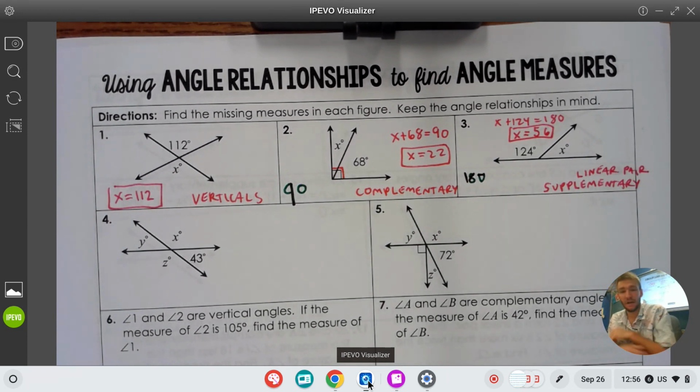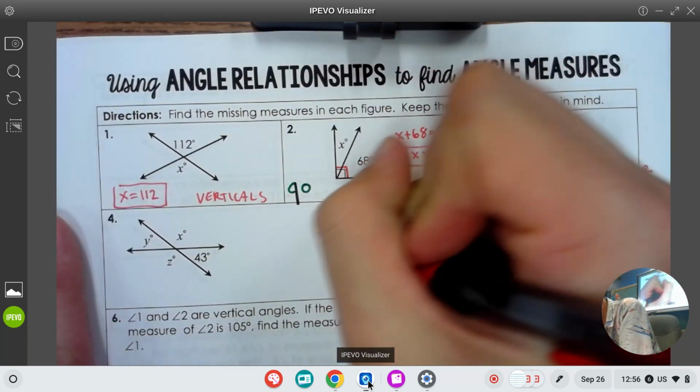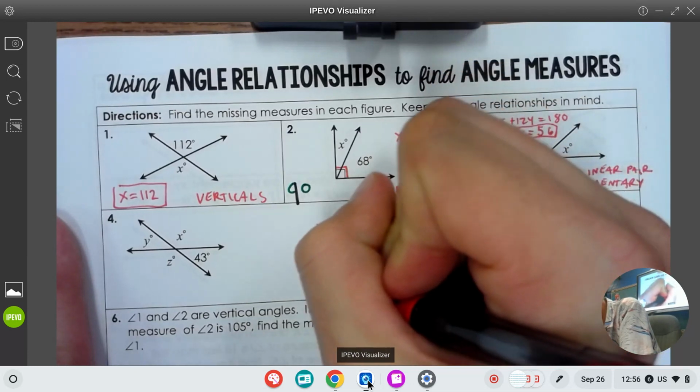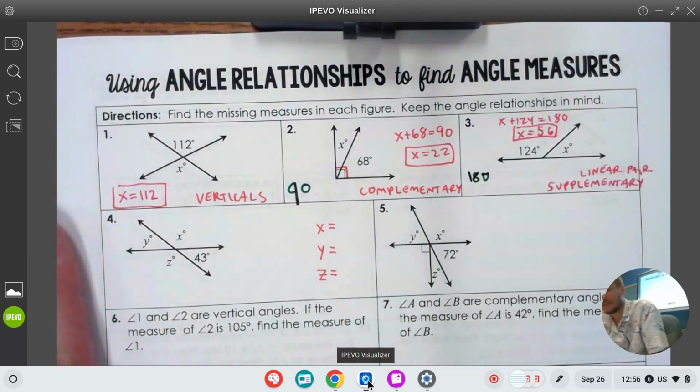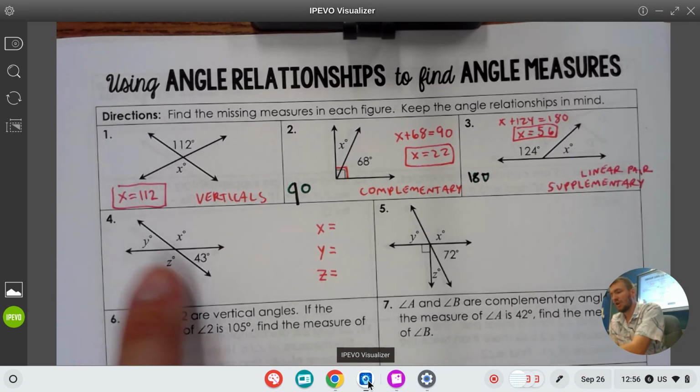All right. Number four is going to ask us to find out what is X, what is Y, what is Z. This is a very common type of question. I'll tell you, you'll see one like this on the review. You'll see one like this on the test. This is like just the basics of geometry and how these angles work together.